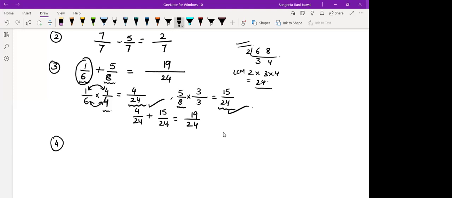We have to add 15 and 4, that's it, and the denominator will be the same. Got it? Okay.